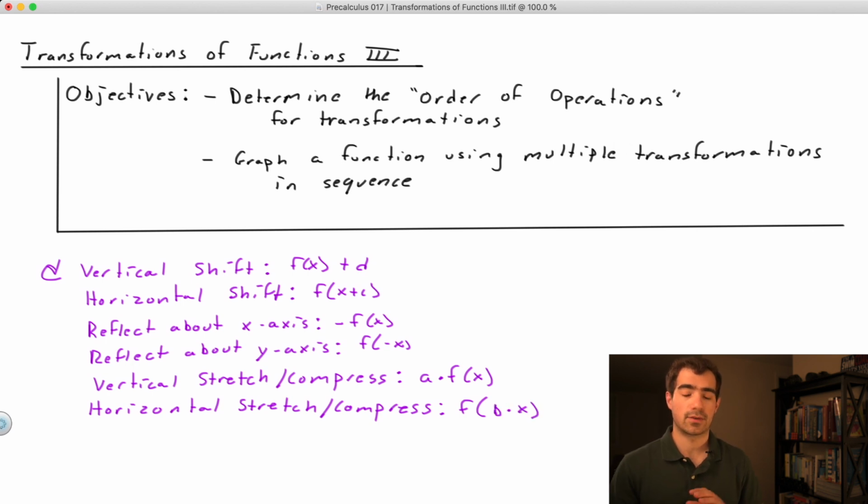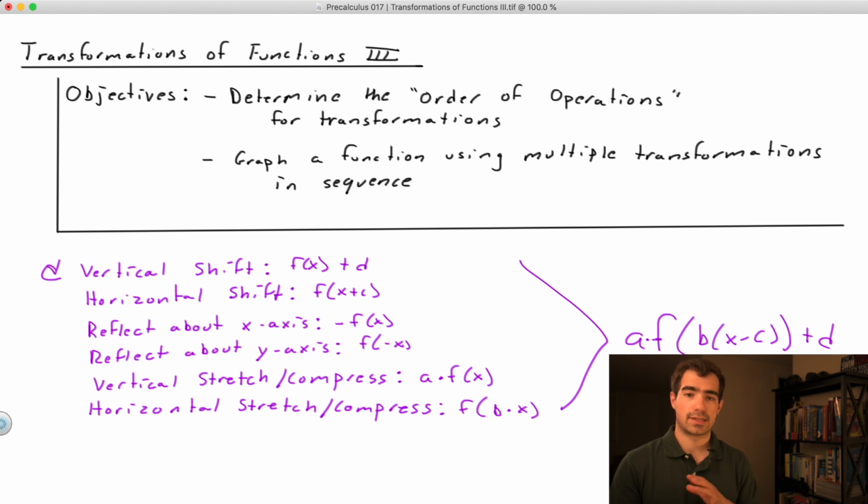And so now that we've explored each of these transformations and how they work individually, what we might ask is, well, how can we combine them? How can we put all of these things together, perhaps in an expression like a times f of b times the quantity x minus c plus d, and utilize a combination of these transformations to start from some parent function and end with the graph of a fully transformed function given all of these parameters.